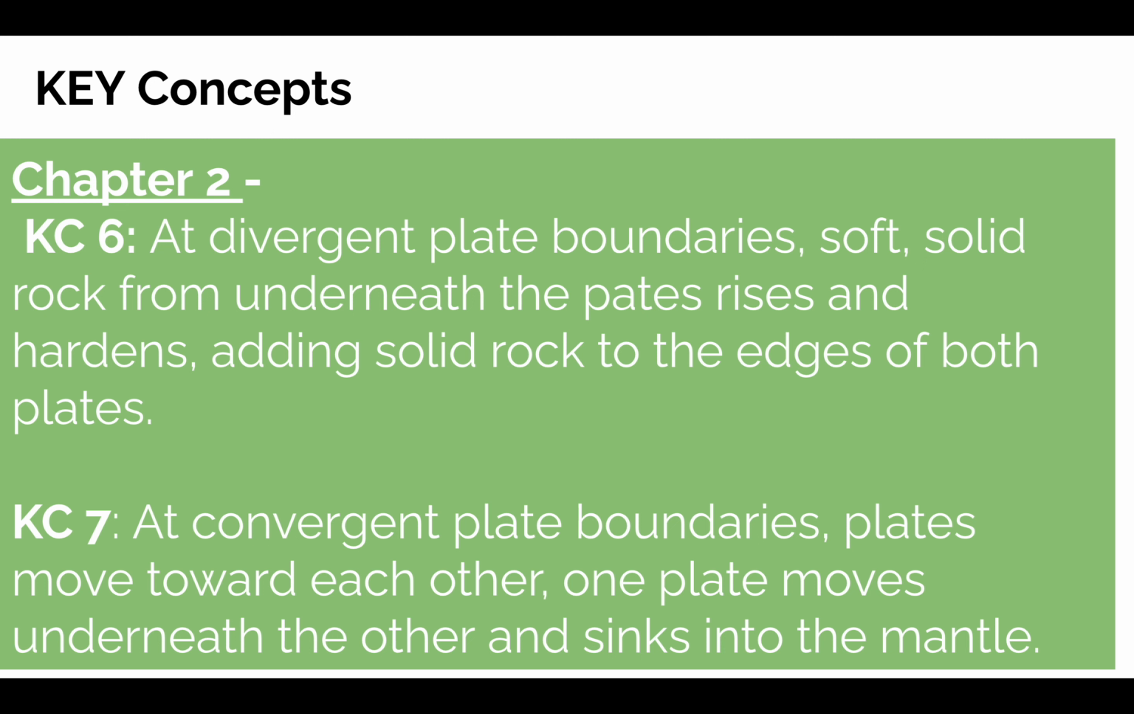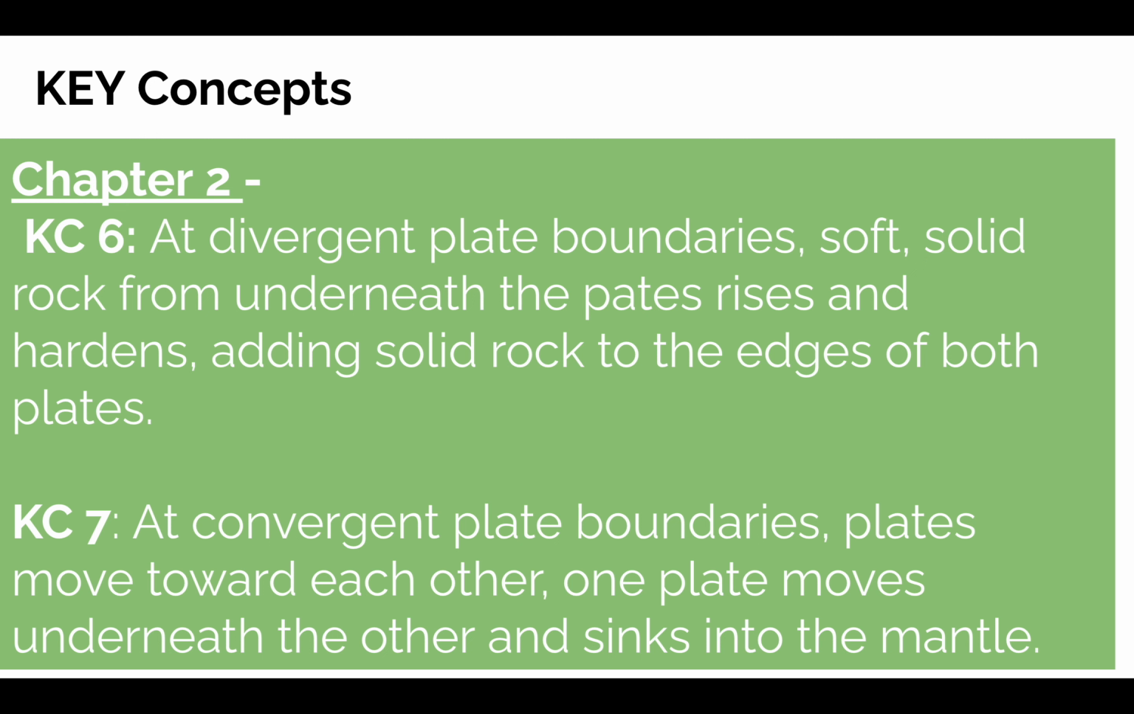And so key concept number 6 says, at divergent plate boundaries, soft, solid rock from underneath the plates rises and hardens, adding solid rock to the edges of both plates. And then key concept 7 says, at convergent plate boundaries, plates move towards each other. One plate moves underneath the other and sinks into the mantle.